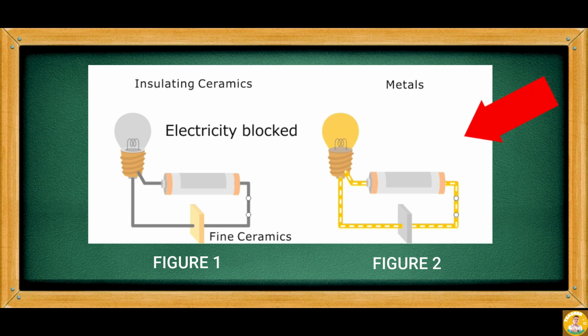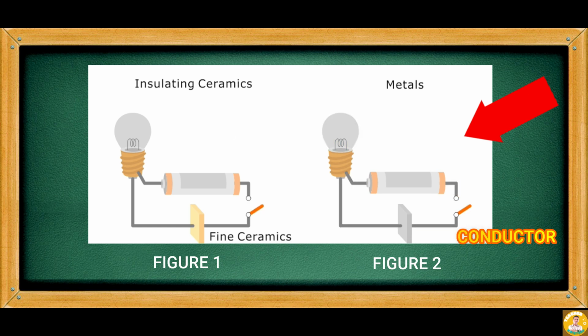While in the last figure, metal is being attached. The bulb glowed when the switch is turned on. So, metal is a conductor. It allows electricity to pass through easily.